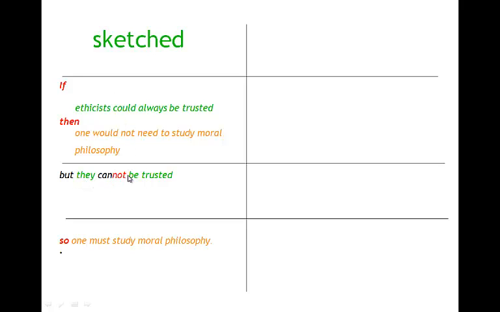But they cannot be trusted. The not here is negation. This is also part of the formal structure. And then the so here is working as a therefore, right? So it marks the conclusion. So one must study moral philosophy. So this is the initial sketch of the structure of the argument.